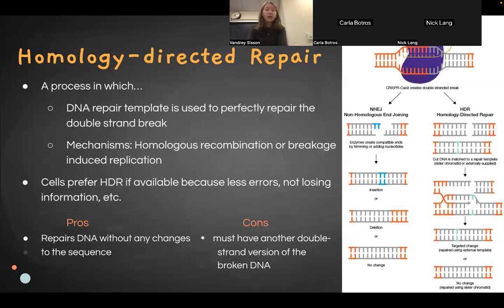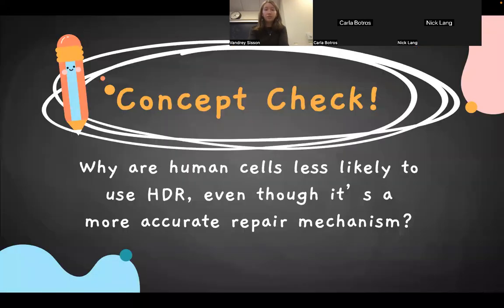Usually they don't, because you need that other identical strand to build off of. So if you guys want to shout out, do you have a guess why human cells are less likely to use HDR? It is a preferable mechanism, but we don't often use it.